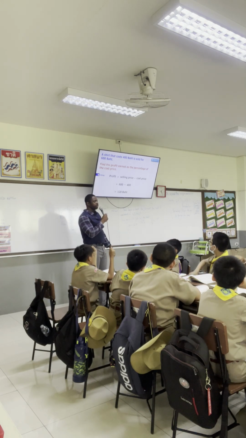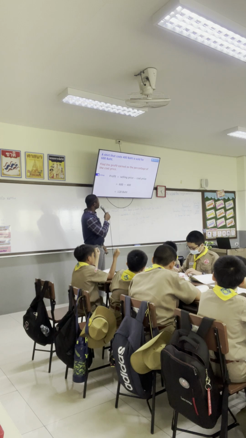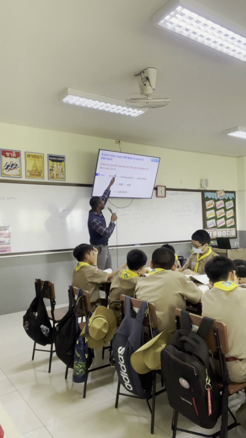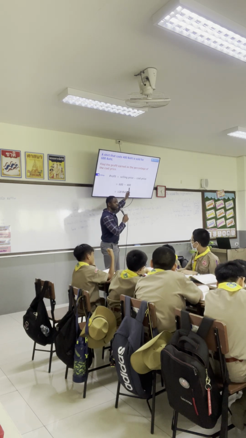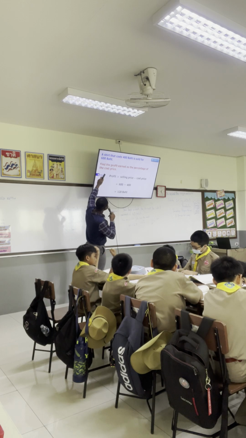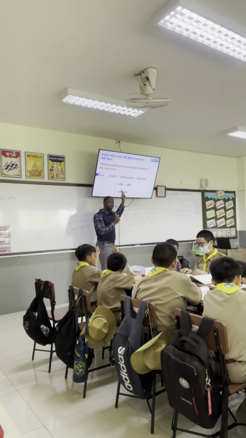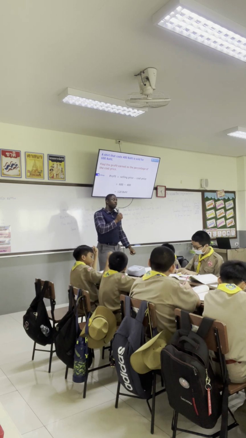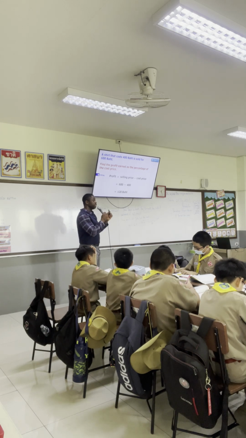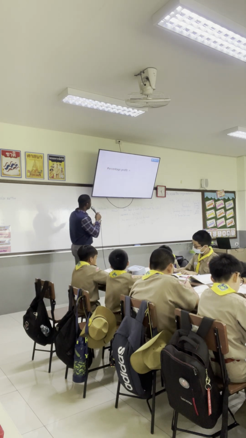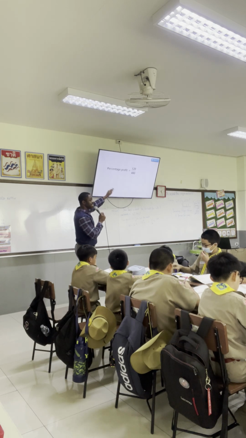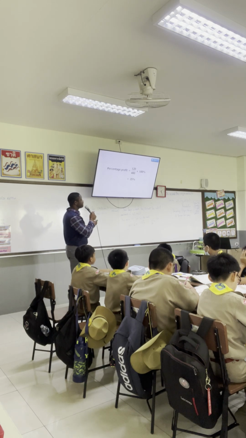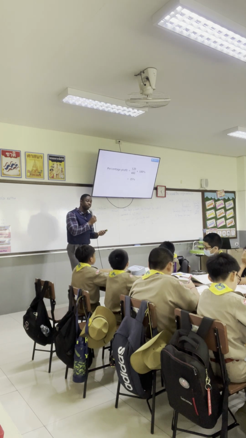Who can help me out here? Remember, the percentage profit is profit over cost times 100. What's the cost here? Which of these is the cost? 480 is the cost. 600 is the selling price. So it would be 120 over what? 120 over 480 times 100. So therefore, the percentage profit is just 25%.